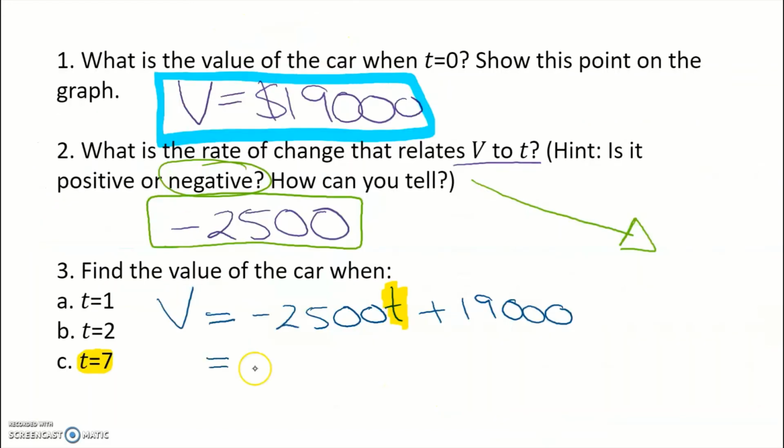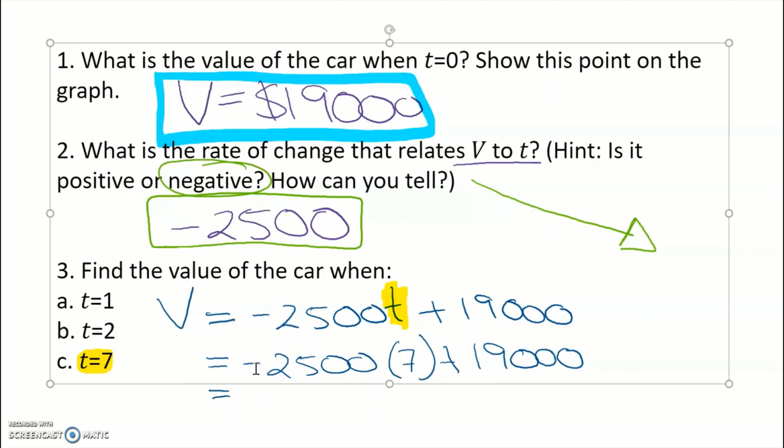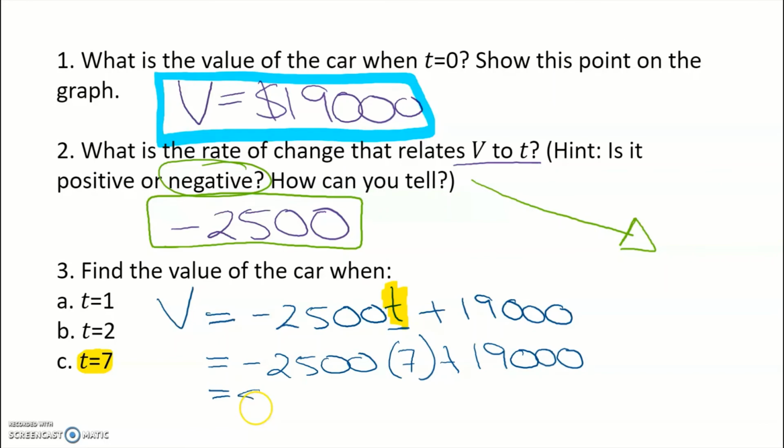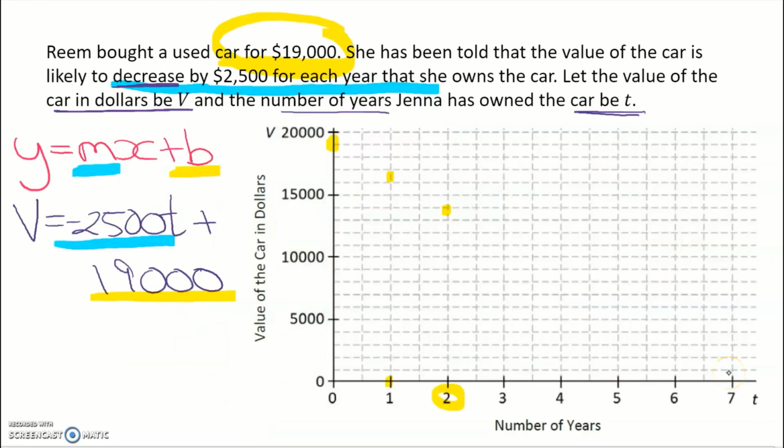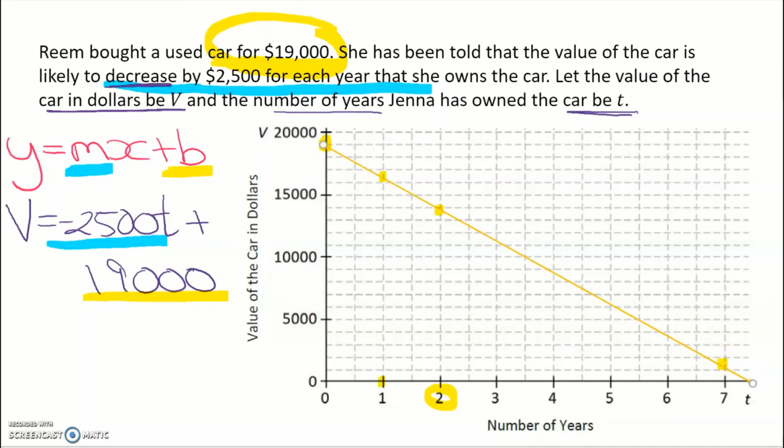Lastly, we're going to work out when t equals 7, so after 7 years, what the value of the car is. We just plug that into the equation where t is, and that equals $1,500. And on our graph, that's all the way down here. Now we can connect them together and make a straight line graph. And there you have your graph right there.